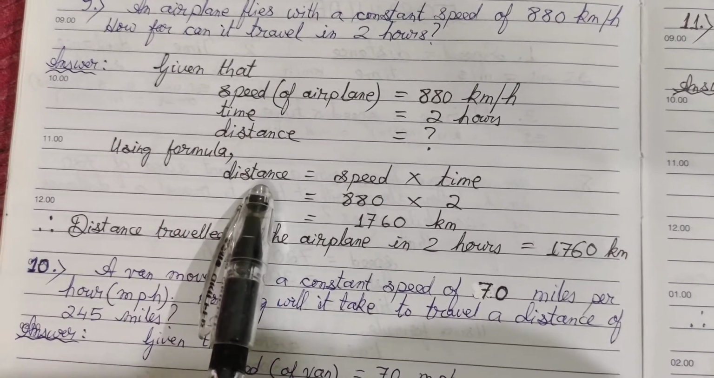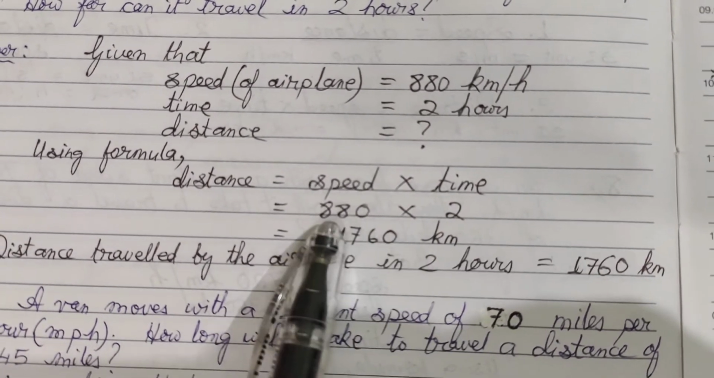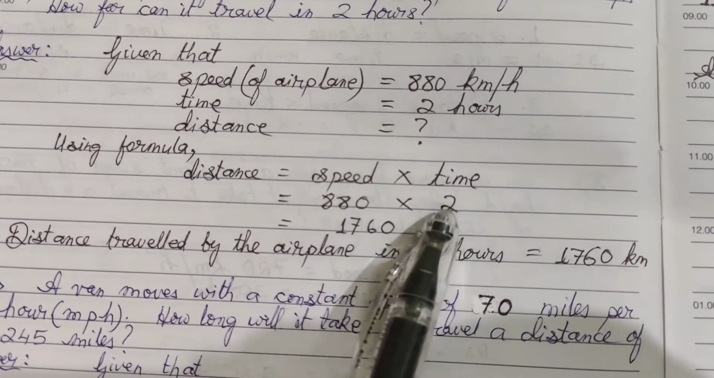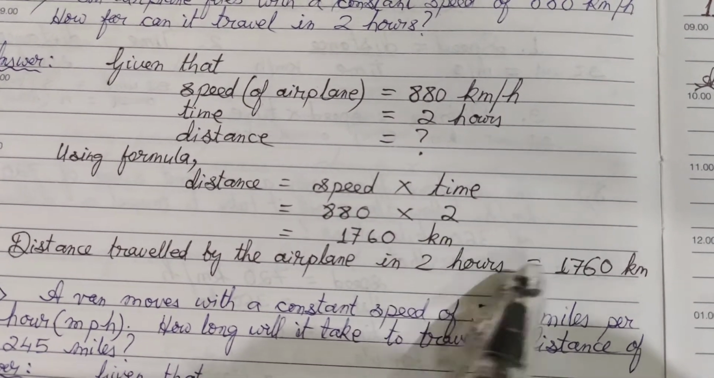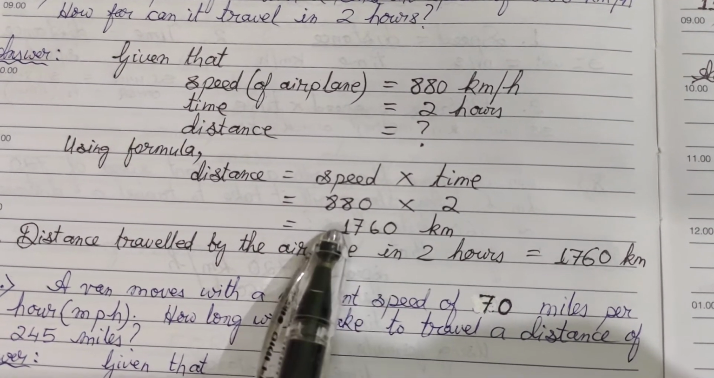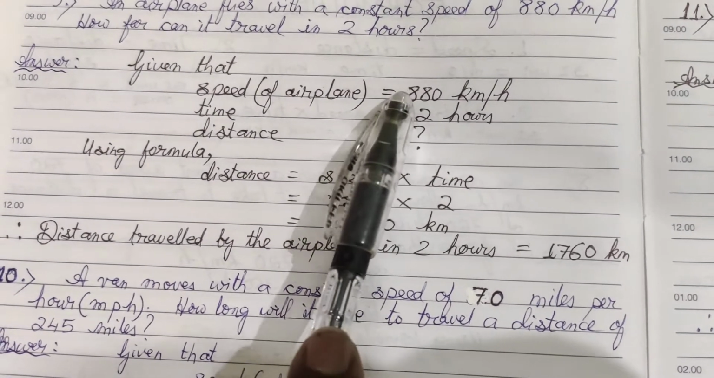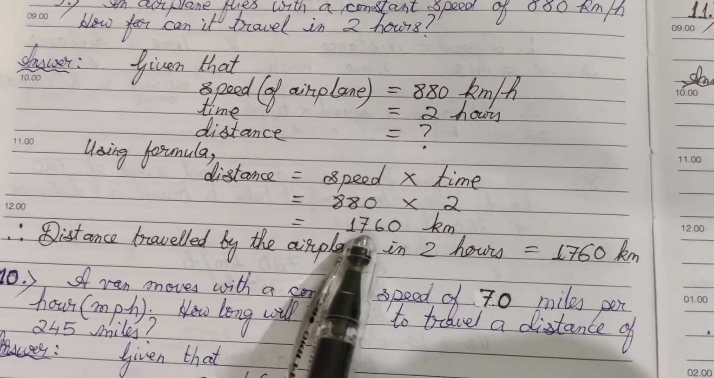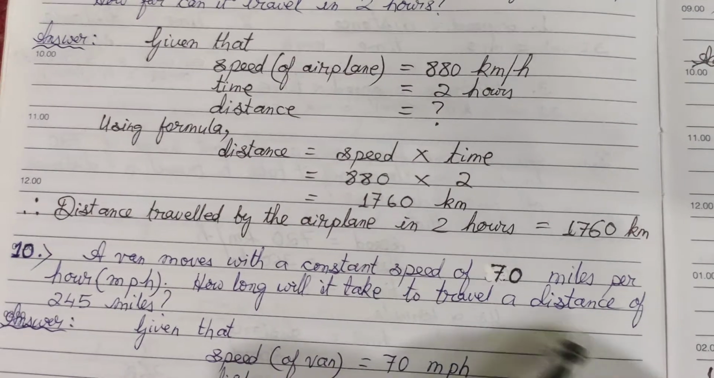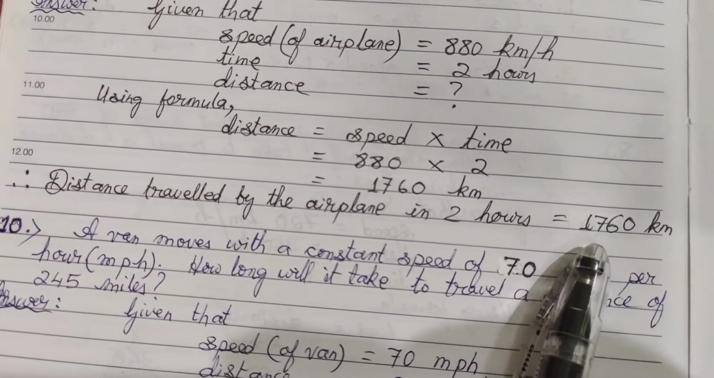So we are going to use the distance formula. Distance equals speed into time. Speed is 880, time is 2. Again, we don't write the units while calculating. Units will come in the answer. So 880 into 2 is 1760. So this plane in 2 hours, with this particular speed of 880 kilometers per hour, has traveled 1760 kilometers. So distance traveled by the airplane in 2 hours is 1760 kilometers.